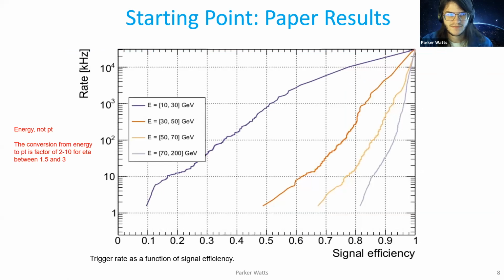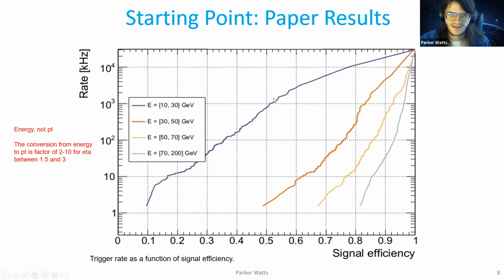So the starting point was the paper results, the starting point of my project. And this is trigger rate as a function of signal efficiency. So it's like the rate we're triggering on these displaced photons, and the signal efficiency is the model getting it right. So sometimes it could say that this is non-pointing, but really it was pointing. So you can count how many times it gets the correct answer.